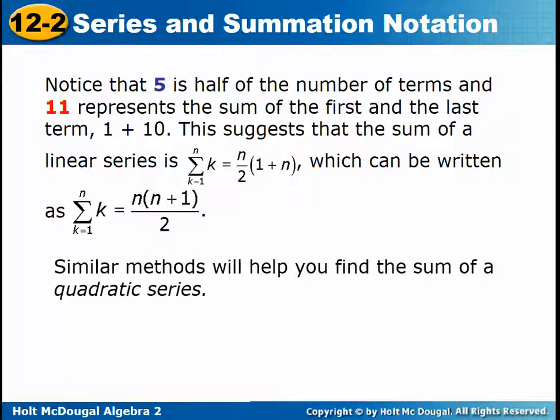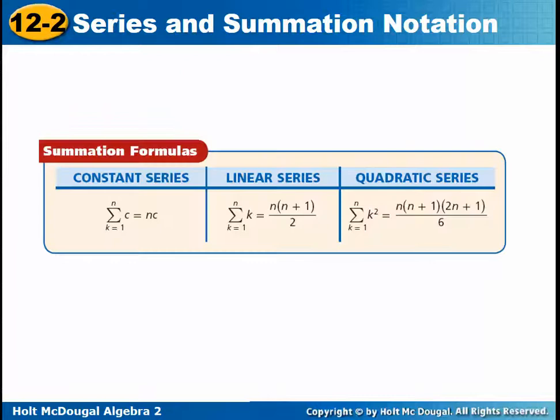Also, there's a quadratic, which is a little more complex to show the formula for, but there is a formula for that as well. You take the number of terms you have, and then you multiply that by one more than that, and then you multiply that by 2n plus 1, and that whole thing divided by 6.